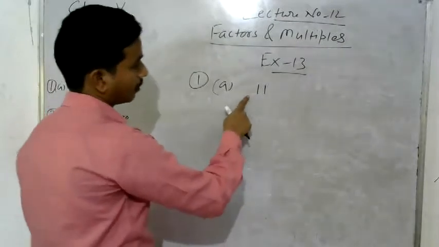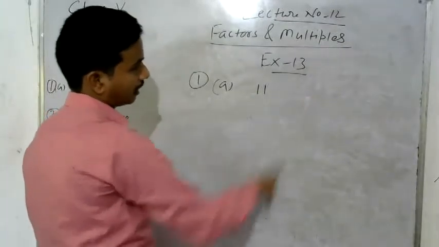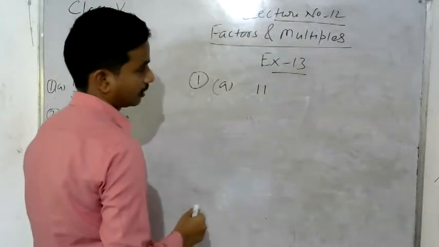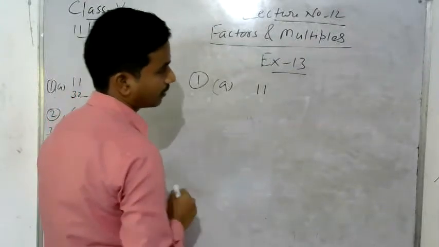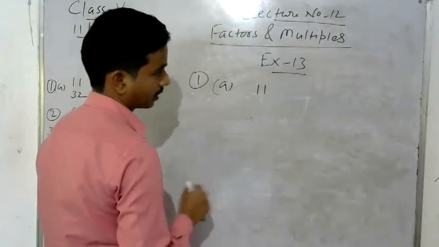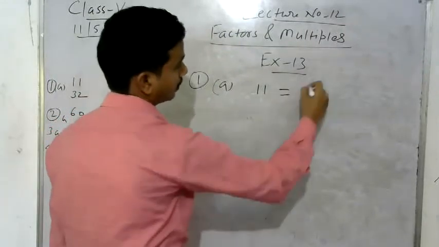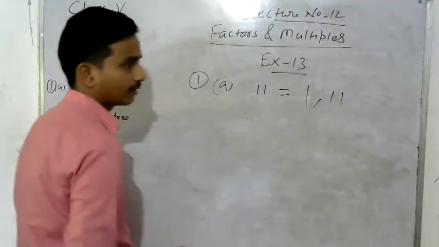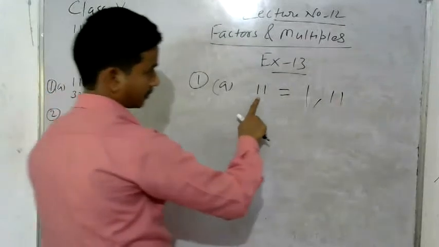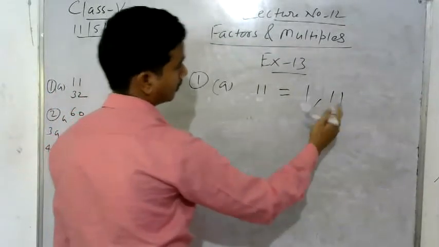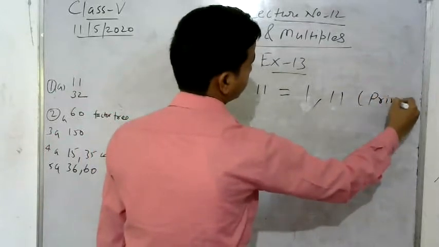Question number 1 is saying we have two numbers, 11 and 32. We have to find all the factors of it and tell whether this number is prime or composite. So we know that for a prime number we have only two factors, 1 and itself. So how many factors of 11? All the factors of 11 are 1 and 11. So every number which has only two factors, 1 and itself, is definitely a prime number.